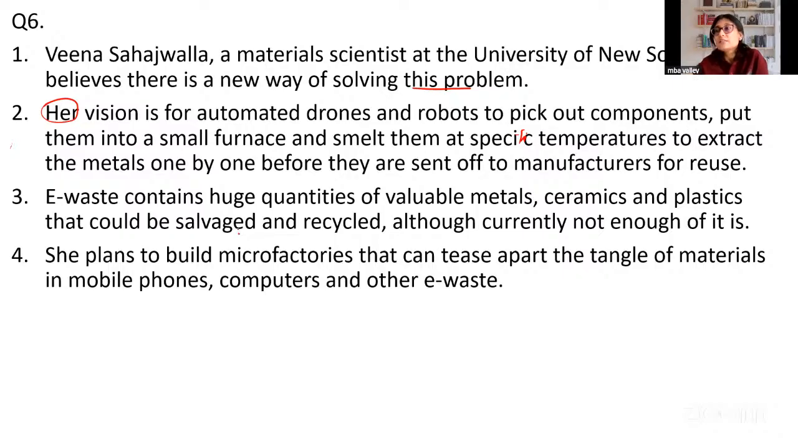Now, step 1, what do we have to do? Sentence number 3 is telling us about a problem. Right? It starts with a problem. What is it? That e-waste contains huge quantities of valuable metals. Look, the talk is about e-waste, and what does it contain? Valuable metals, ceramics, and plastics that could be salvaged and recycled. The talk is about this thing.